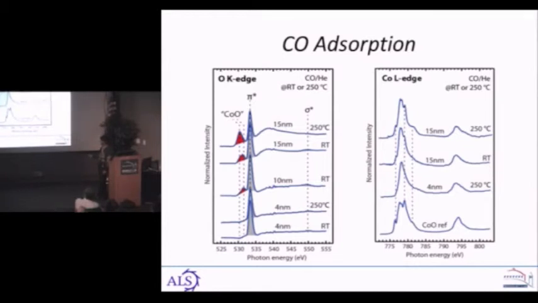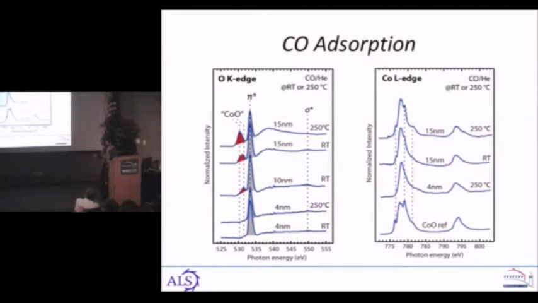So this shows the size dependence of the nanoparticle and the CO adsorption. We have 2 spectra at different temperature on the small nanoparticles, 4 nanometers in diameter. And we see a nice peak from the molecular CO adsorption on the oxygen spectrum. And on the cobalt spectrum, even at elevated temperature, we see that the CO does not cause oxidation of the cobalt. It's in its reduced metallic form. So this is a good indication that the carbon monoxide is not splitting into its atomic components.